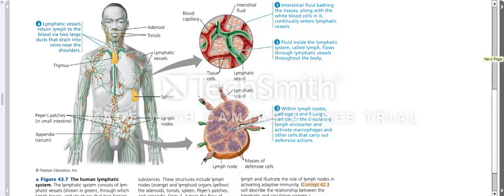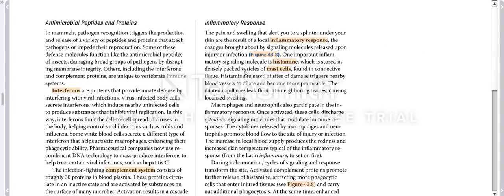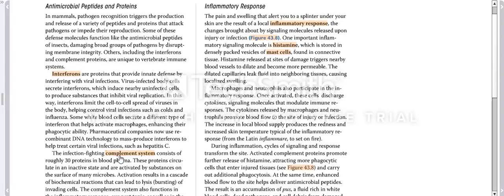The inflammatory response is an innate immunity defense triggered by physical injury or infections of tissues, which release substances that promote swelling to enhance the concentration of white blood cells and tissue repair and the destruction of the invading pathogen. An important molecule that signals for inflammatory response is the histamine. Now, here's everything on interferons and inflammatory response.